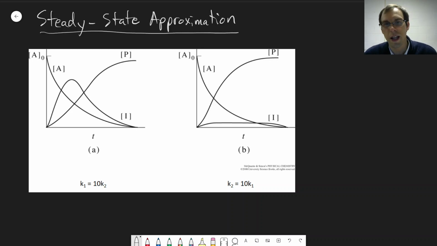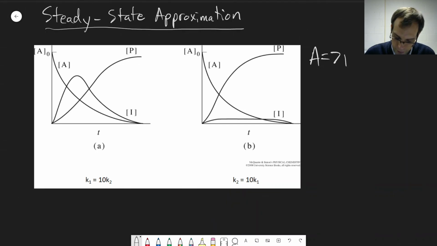So the steady state approximation is an important approximation that's used in chemical kinetics to simplify the rate laws that we can get from reaction mechanisms. And so let's look at these plots. This is the same reaction mechanism that we were considering in the previous video. So we have A going to I, and then I going to P with K1 and K2.